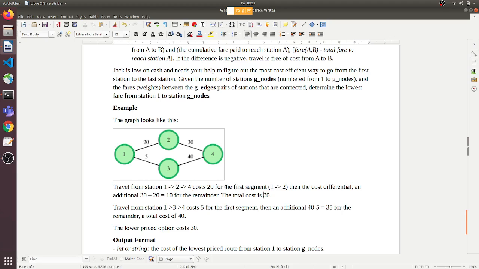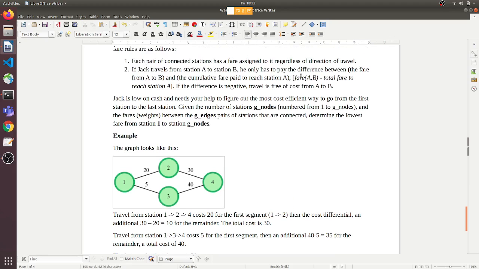Right? So the first segment 1 to 2 costed 20, and the second segment fare was reduced actually from 30 to only 10. And this is the rule by which it reduces. If the difference between fare A comma B and total fare to reach station A is positive, then that will be the new fare. If the difference is negative, then there will be no cost. It becomes 0.